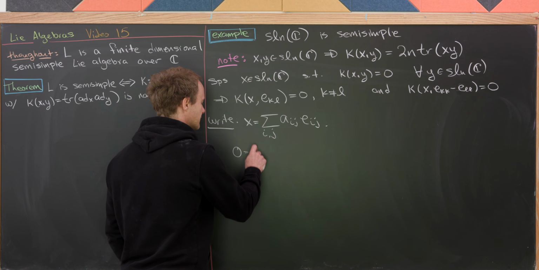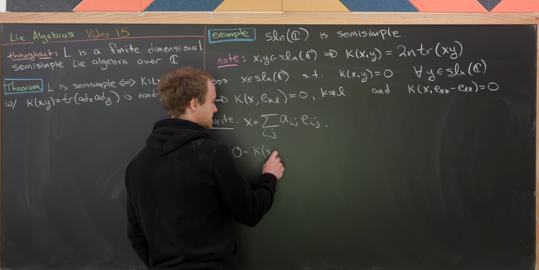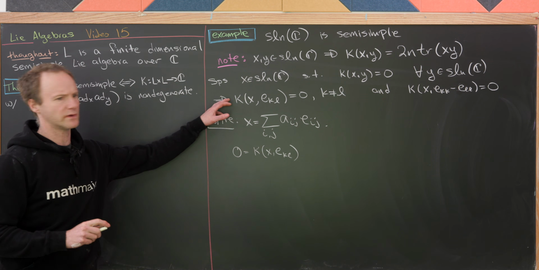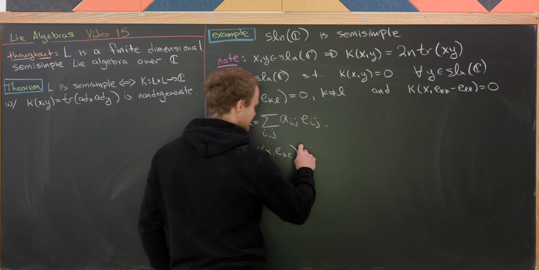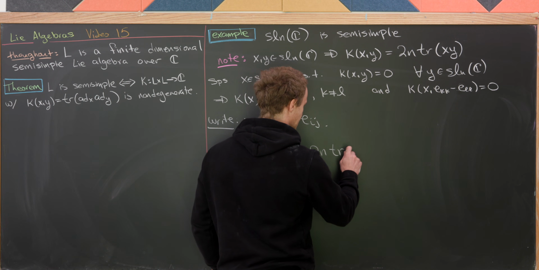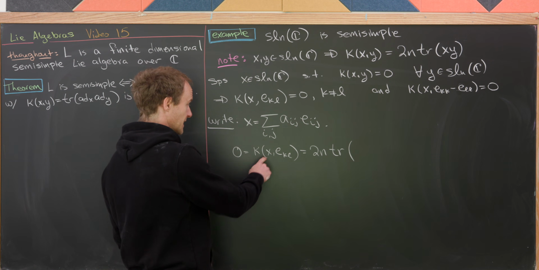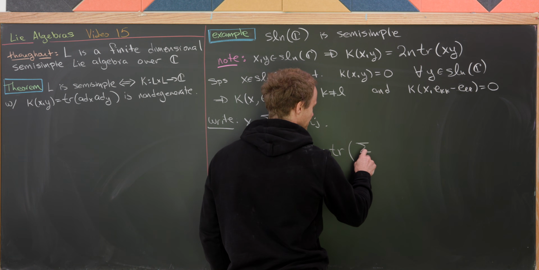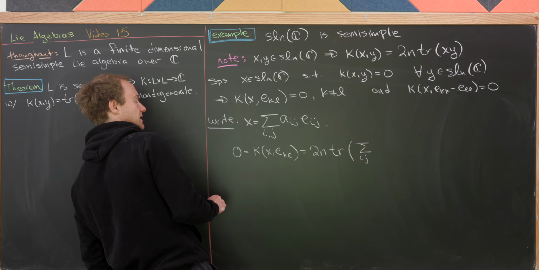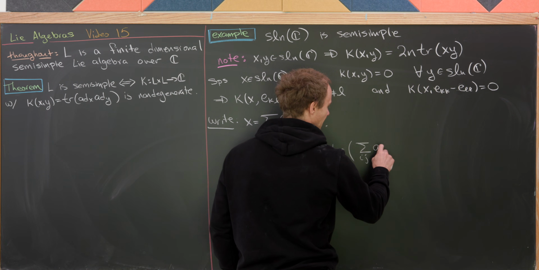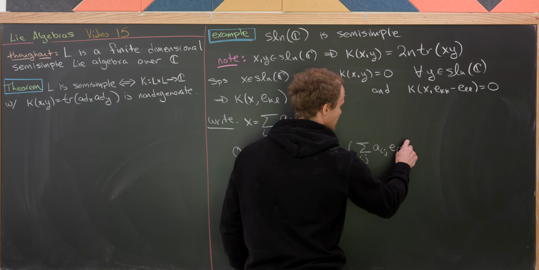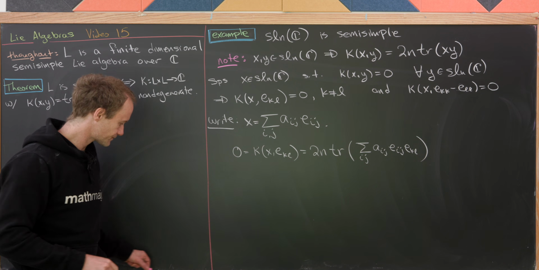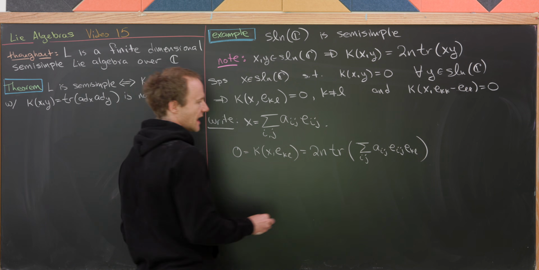So we know that 0 is the same thing as kappa applied to x and E_kl, like we had up here. But then this is going to be 2 times n times the trace of x times E_kl. But I can write that as the sum as i and j go between 1 and n, and here we have a_ij, and then E_ij E_kl, just by the linearity of a matrix product. Okay, so that's looking good at the moment.